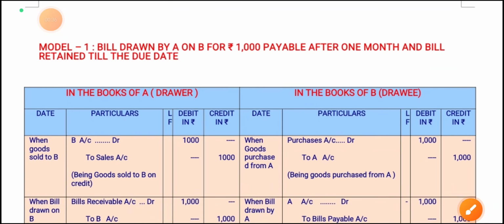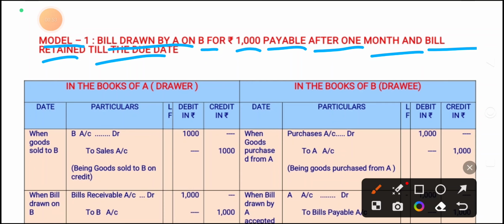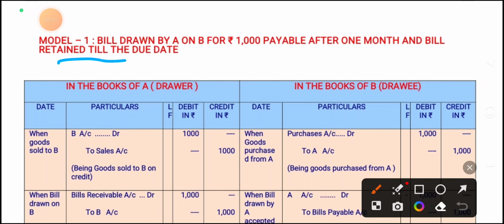Let us see what this model 1 is about. Model 1: a bill is drawn by A on B for rupees 1000 payable after 1 month, and the bill is retained till the due date. In the books of A, the drawer, and in the books of B, the drawee, what will be the general entries in the various situations? Let us see one by one.